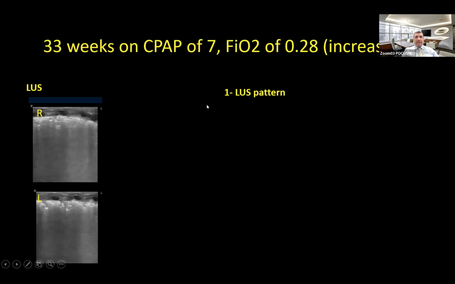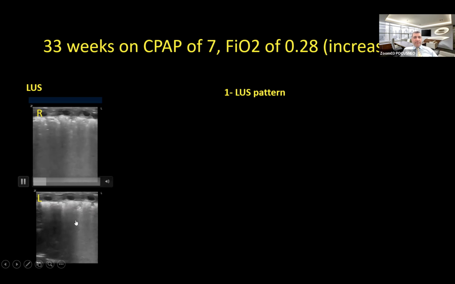Now I need someone to suggest how to score this lung. You have the right side and left side. You don't have all of the zones, but just the right side and left side. This infant was a 33 weeker, just a few hours old on CPAP, and FiO2 is 28% and is increasing. So what do you think?